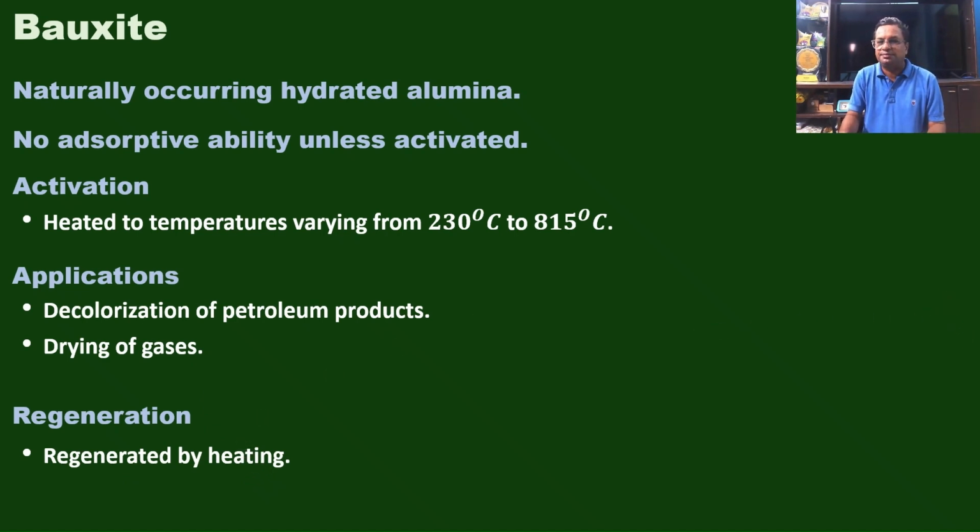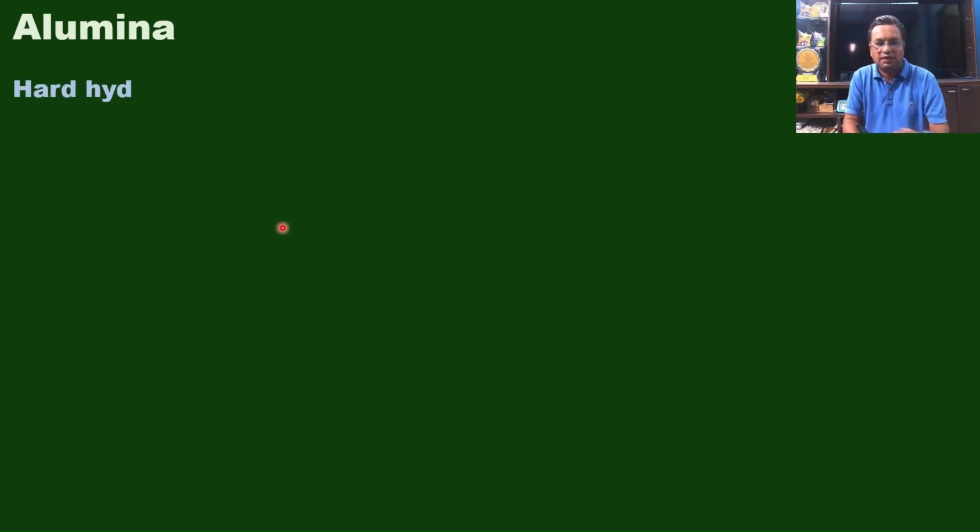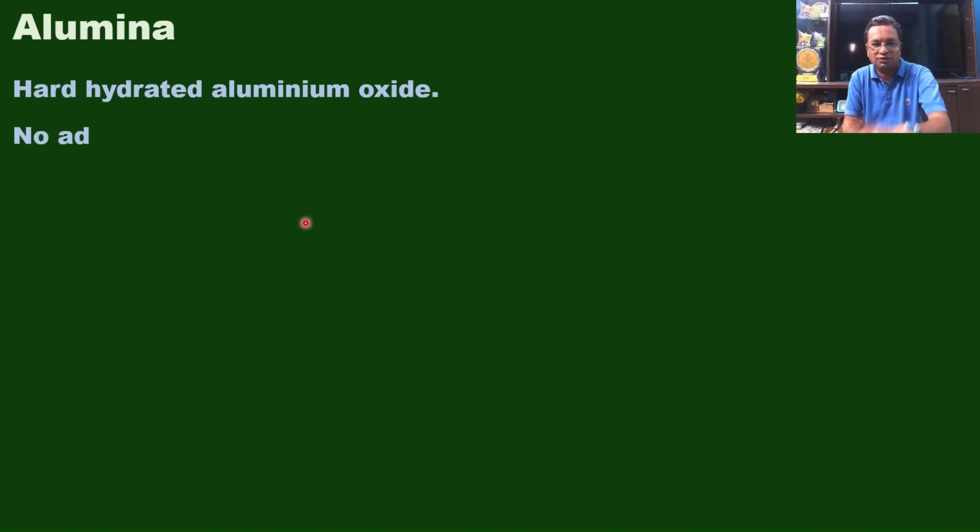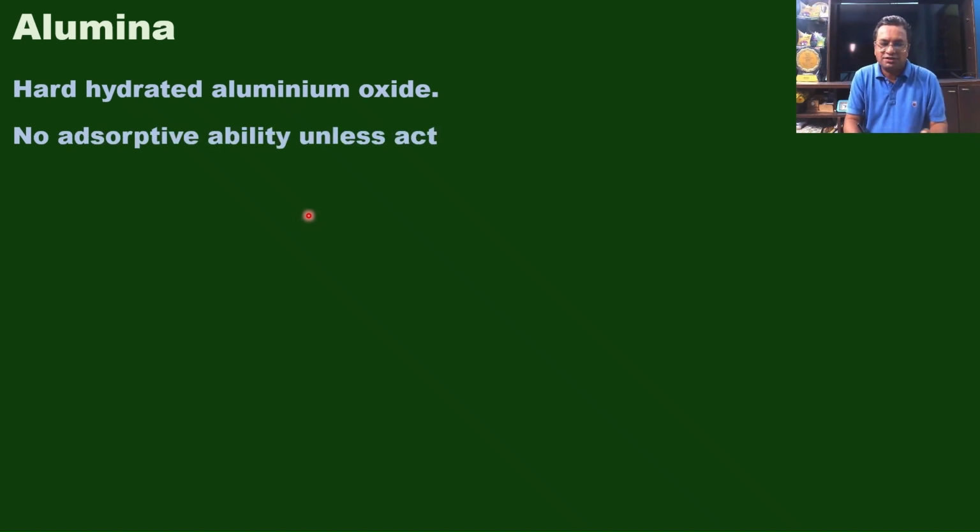Now let us move ahead. The next adsorbent that we will be talking about is alumina. It is hard hydrated aluminum oxide. It is basically hard hydrated aluminum oxide. In its natural state, it doesn't have any adsorptive ability. It has to be activated. So it is also known as activated alumina.